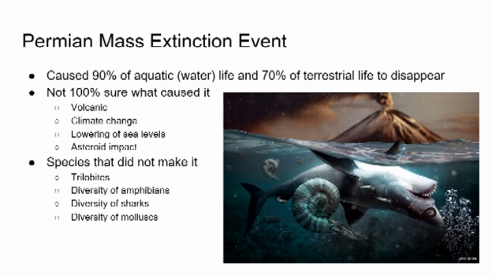Scientists aren't completely sure what caused it. They've got a lot of ideas: volcanoes, climate change, sea level changes, asteroid impact. They're not 100% sure. A lot of those can be linked to climate change. We just don't have enough evidence to be able to say 100%.